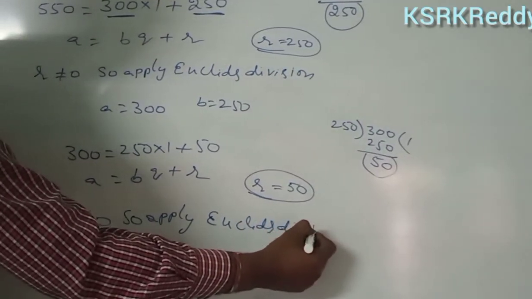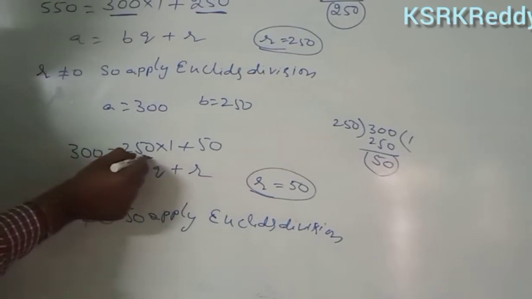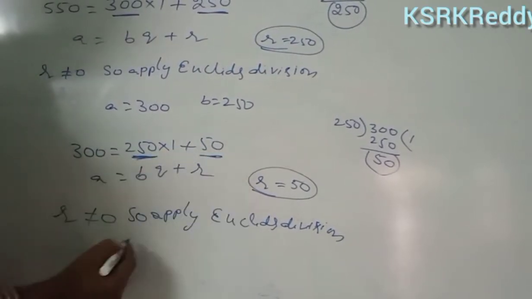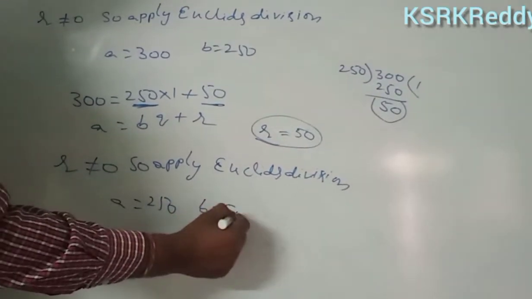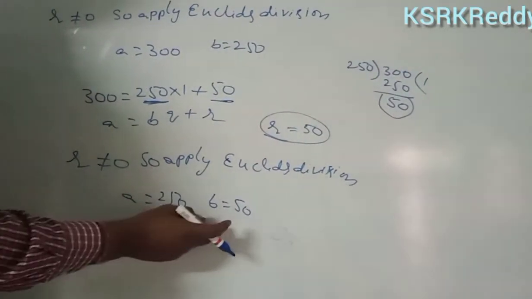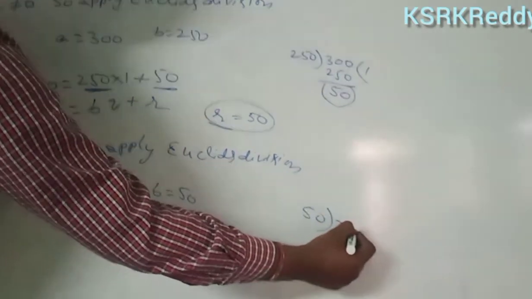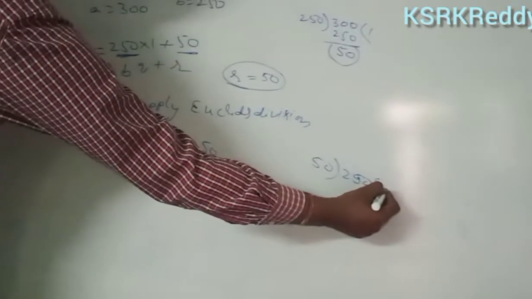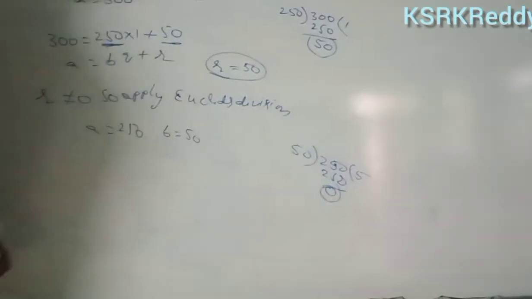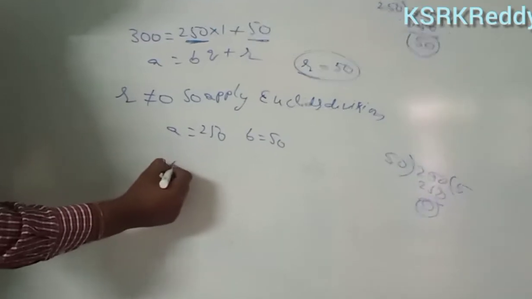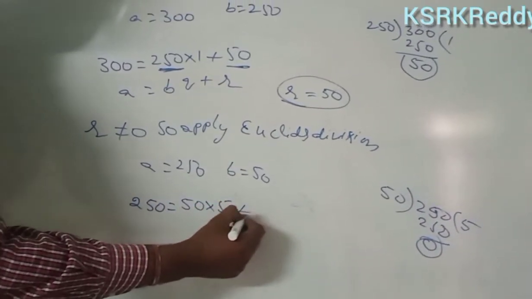Euclid's division. What numbers? 250 and 50. So A is equal to 250 and B is equal to 50. Apply general division: 50 into 250, how many times? 5 times, 5 times 50 is 250. Remainder value 0. So 250 is equal to 50 into 5 plus remainder 0.